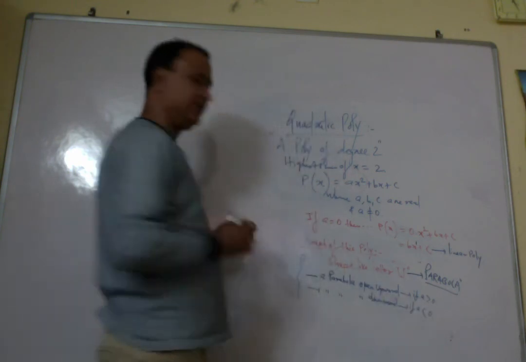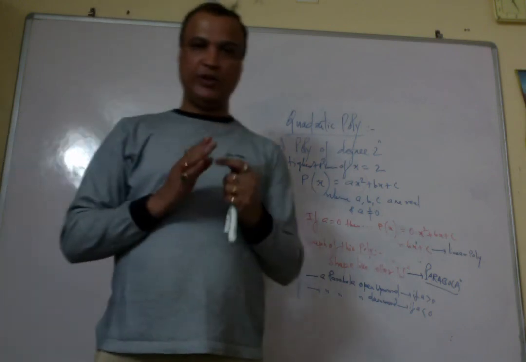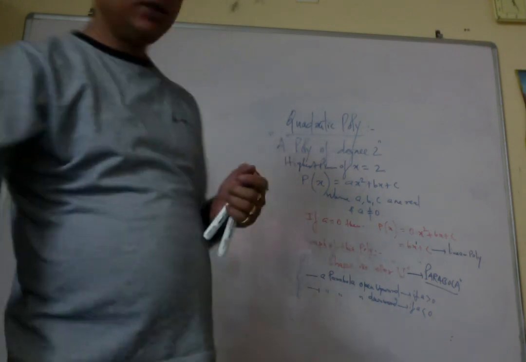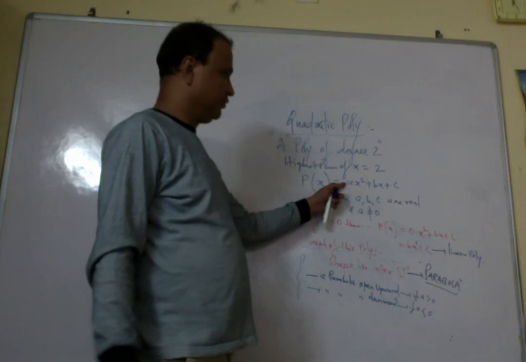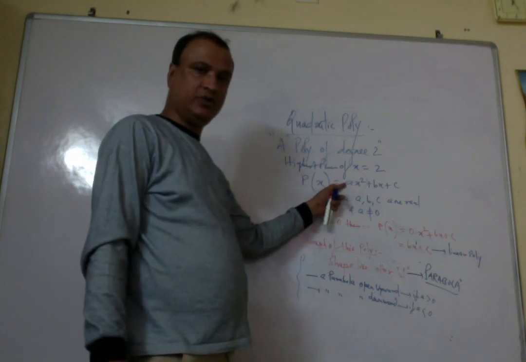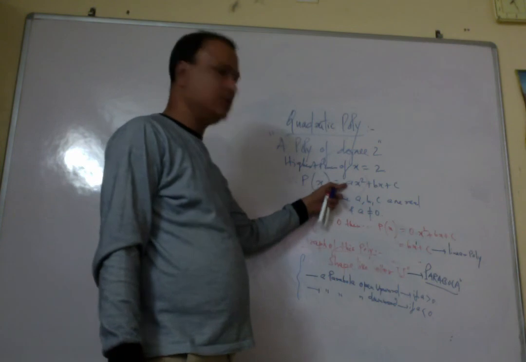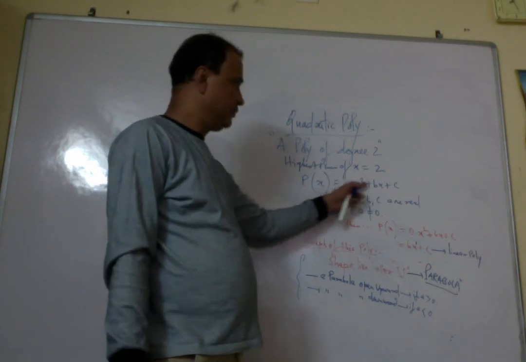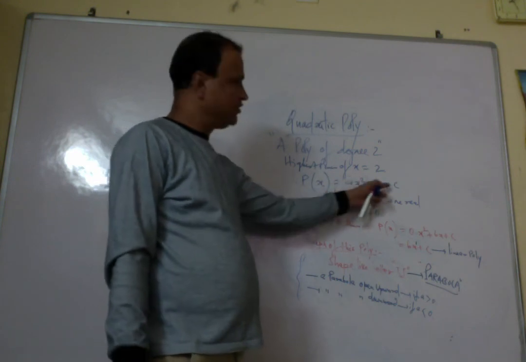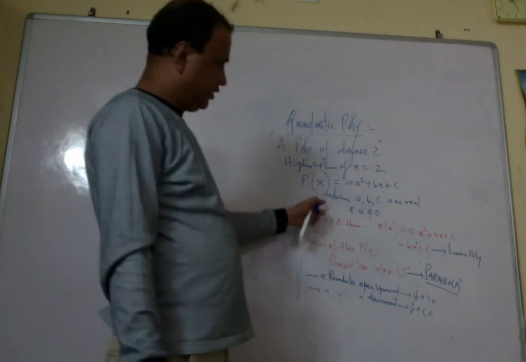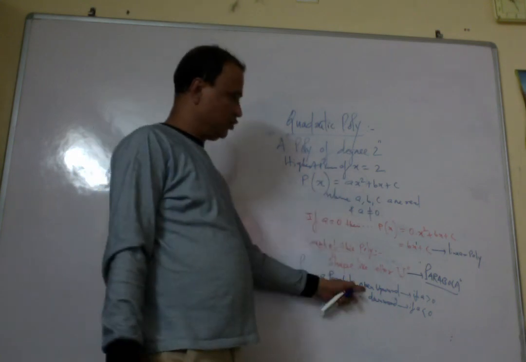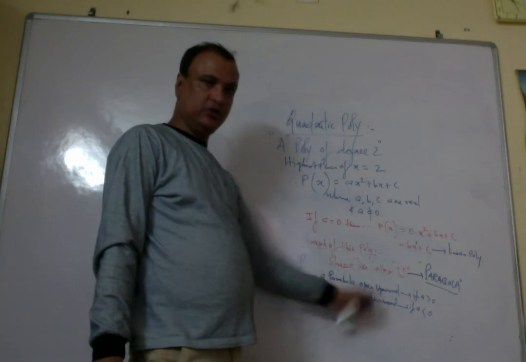So the graph is a parabola. It may open upward or downward, depending on whether the value of a is greater than 0 or less than 0. Here a is the coefficient of x square, b is the coefficient of x, and c is the constant term. So if a is greater than 0, it will open upward. If a is less than 0, it will open downward.